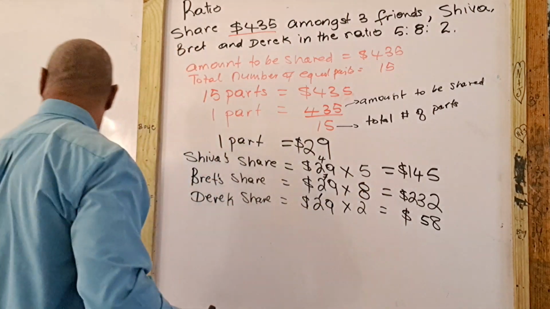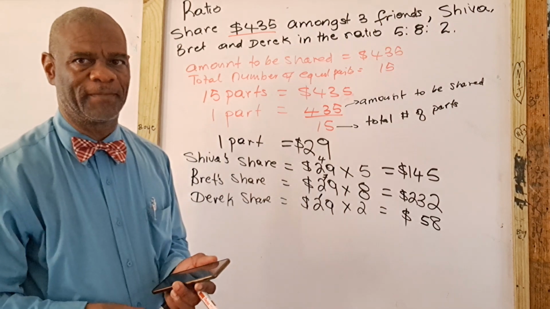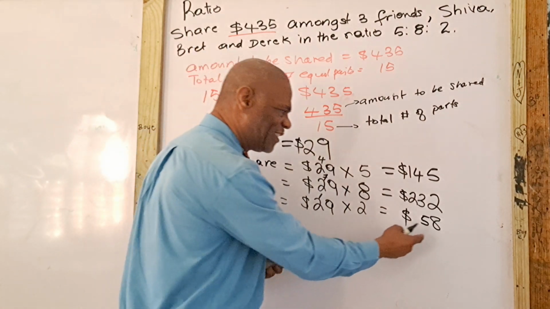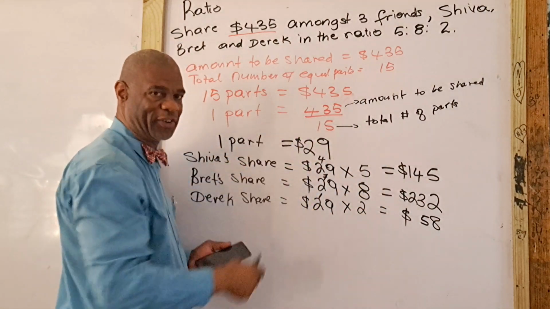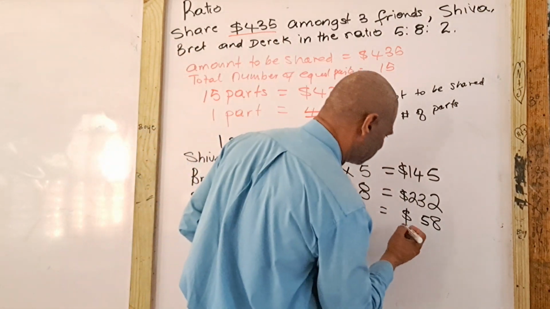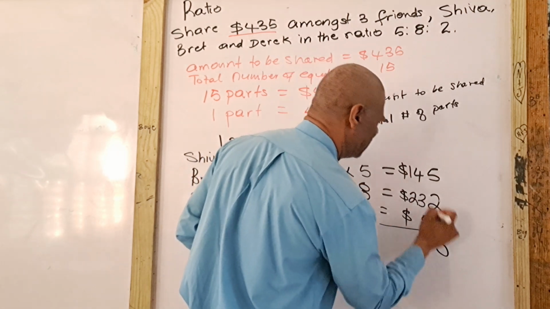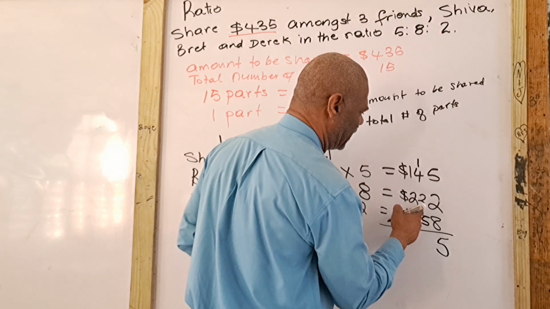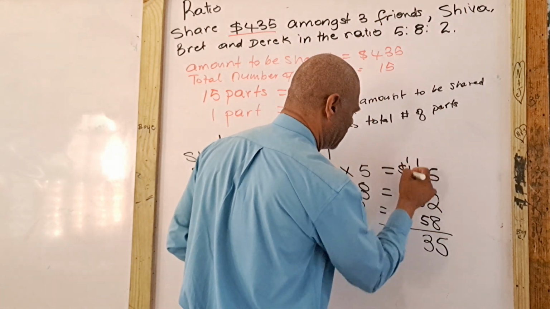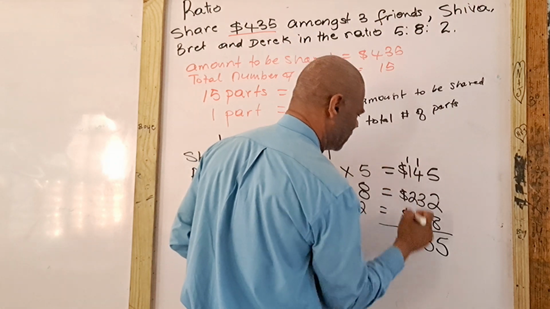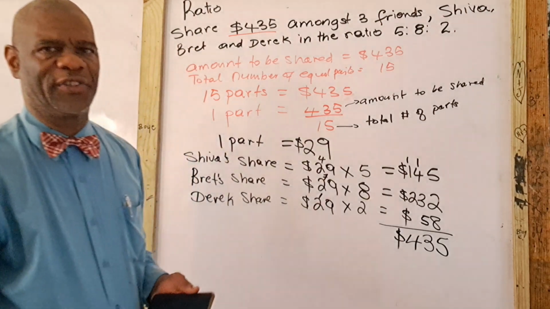Now, to prove if this is correct, we can do what? Good. We can go ahead and add them all up. Add the shares, and it should give us back the $435. Excellent. So let's do that. 8 and 2 is 10, 10 and 5 is 15, carry 1, 5 and 3 is 8, and 1 is 9, 9 and 4 is 13, carry 1, 2 and 1 is 3 and 1 is 4. So there we have it, $435.